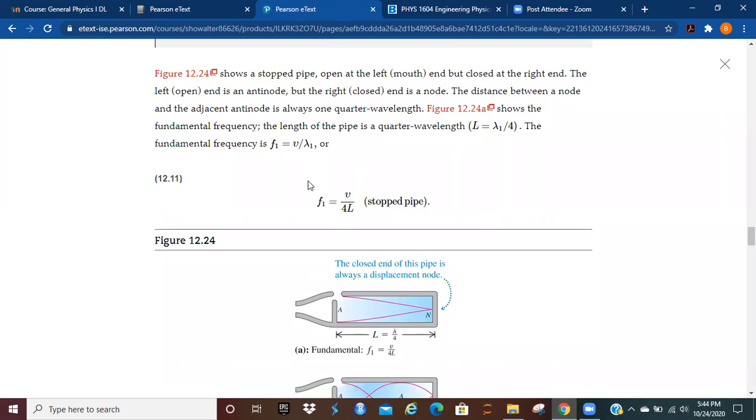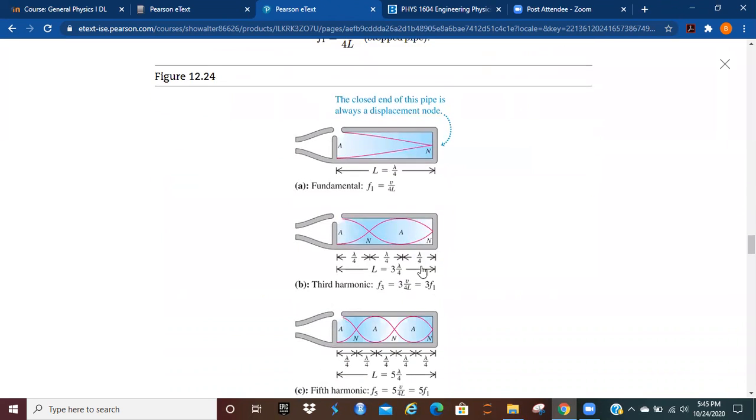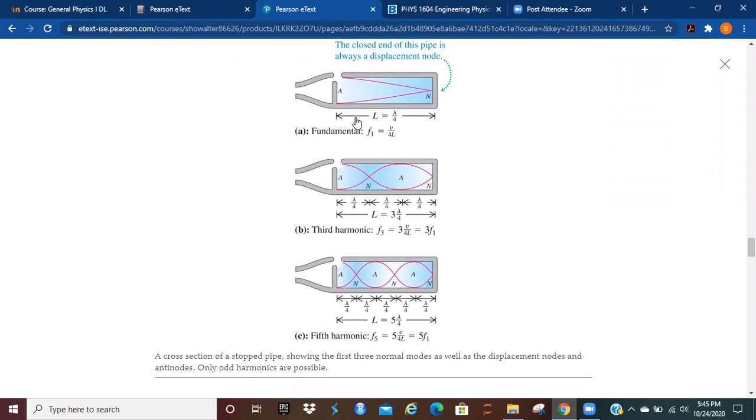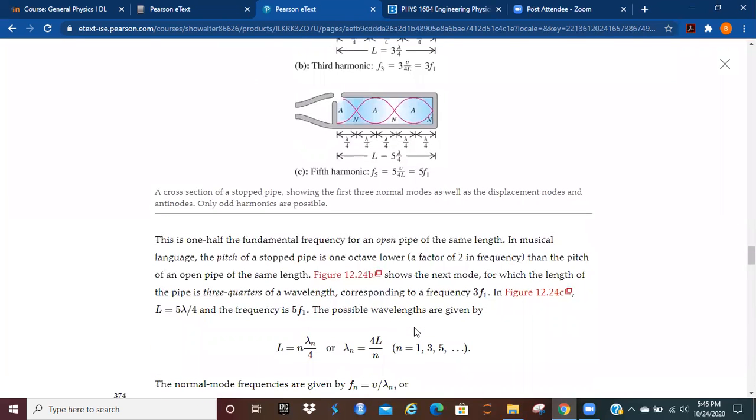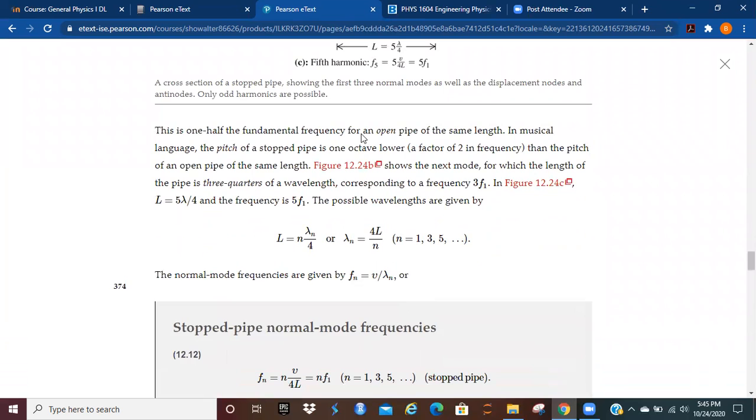Now, here in figure 12.24, we're going to show a stopped pipe, open at the left but closed at the right. The distance between a node and an antinode is always going to be 1/4 of a wavelength. So we can see here the fundamental frequency. We're going to get a third harmonic if this situation develops where, instead of just a quarter of a wavelength, we have 3/4 of a wavelength, and then 5/4 of a wavelength. So this is 1/2 the fundamental frequency for an open pipe of the same length. The pitch of a stopped pipe is 1 octave lower, a factor of 2 in frequency, than the pitch of an open pipe of the same length.